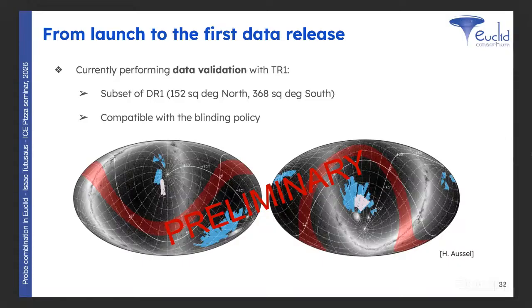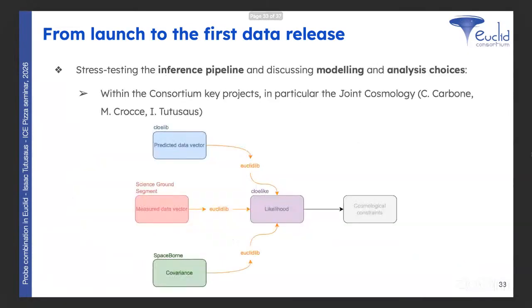This is still compatible with the policy for blinding that has been adopted in the consortium, in the sense that we can do many things, not everything, but many things in this data set to make sure that the data is looking fine. These would be the white patches over here. So we are doing plenty of tests, measuring all types of consistency checks, and trying to see whether any systematic effects are left or not.